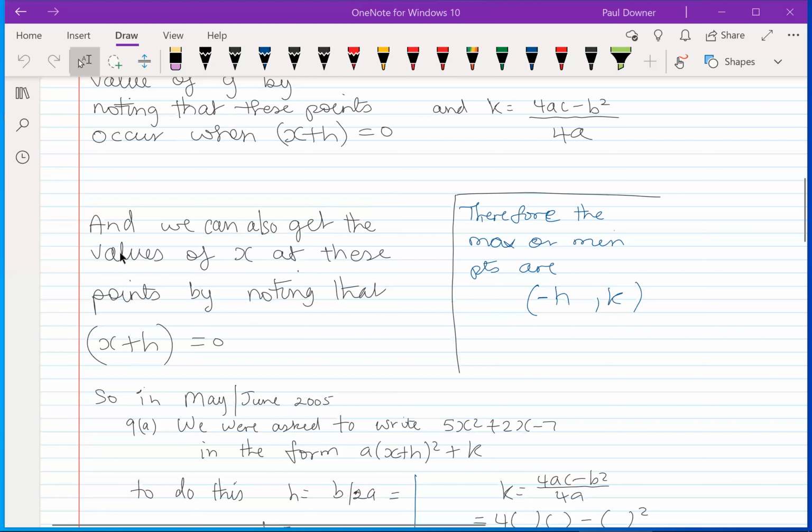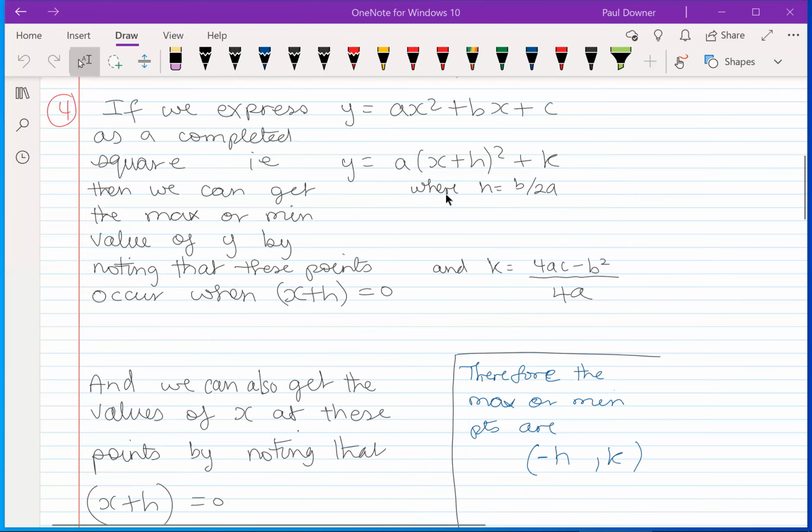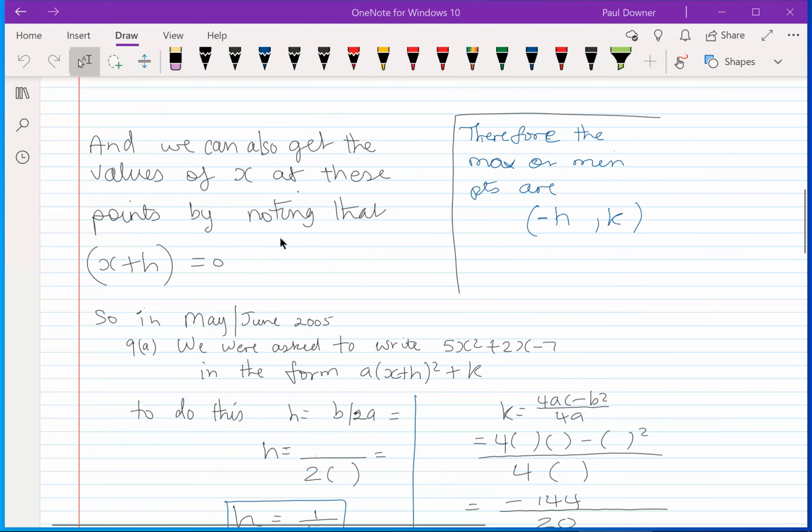Let's come down to the next part. We could also get the values of x at these maximum and minimum points by noting the same thing. X plus h is going to be equal to 0. So once we are able to get the minimum or maximum value of the function by noting that x plus h equals 0, putting that here and solving, we could also get the value of x at which this maximum or minimum is occurring by using the same fact, right? We could actually locate the minimum or the maximum point, all right?